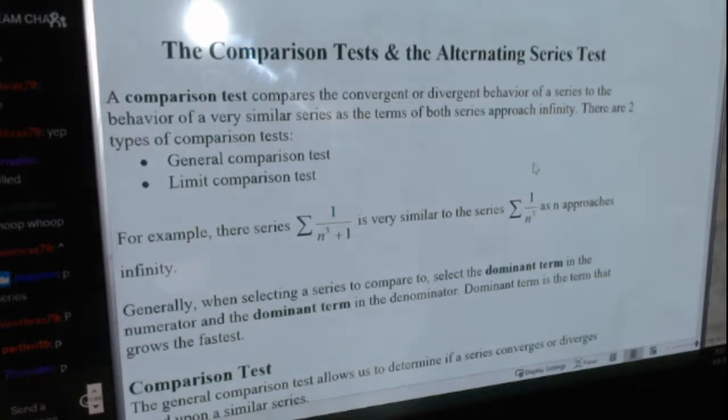Some of my students last semester thought it was funny when I referred to the p series as the p test.